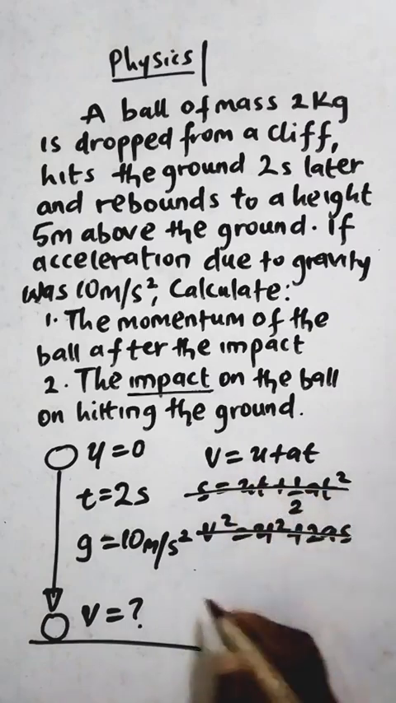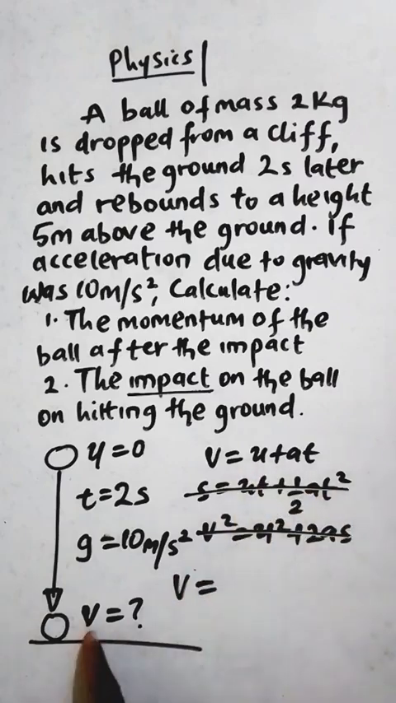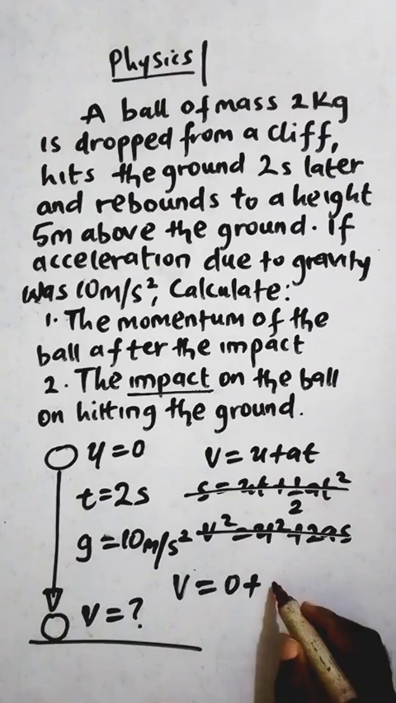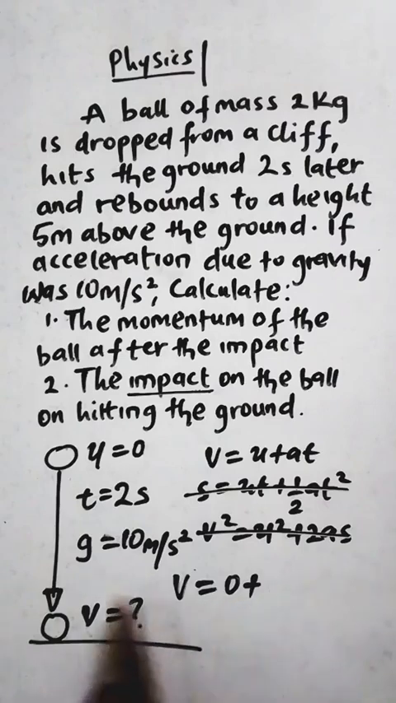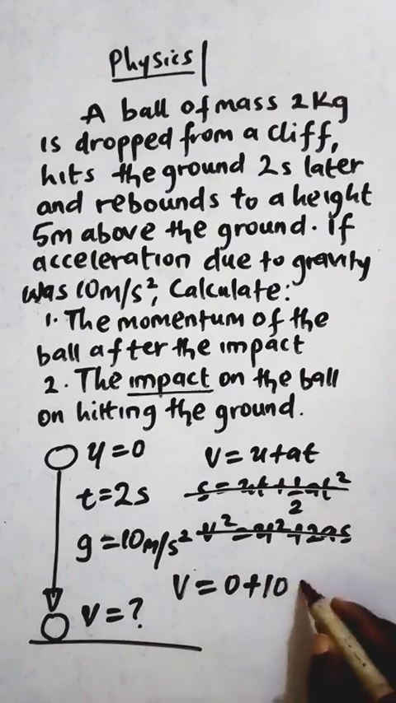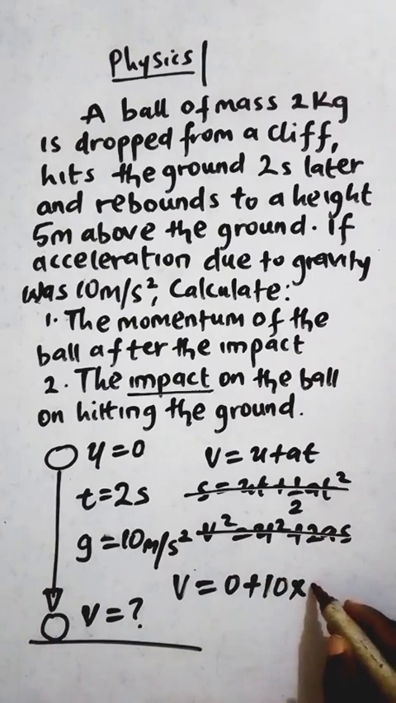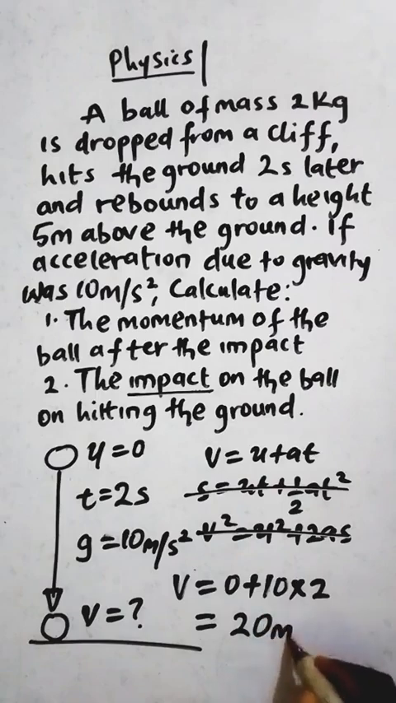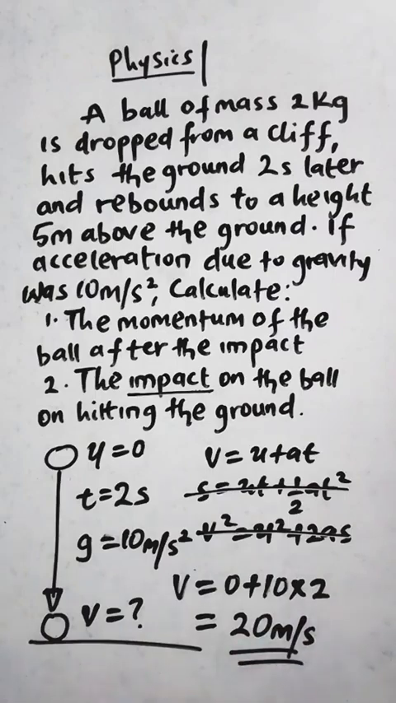So using this, we have that v, which is final velocity, is equal to u, which is 0, plus a, acceleration. Of course, we're using plus because it's falling under gravity, in favor of gravity. It's not going against gravity. So we have acceleration due to gravity, 10, times time, which is 2. So we have 20 meters per second. That is the velocity with which the ball hits the ground.